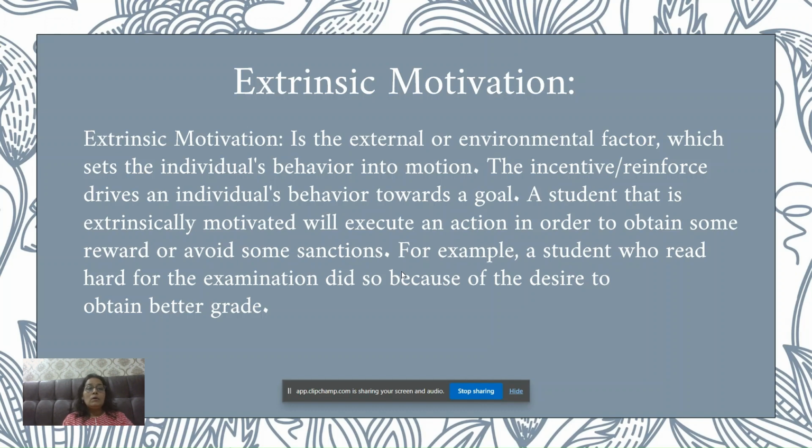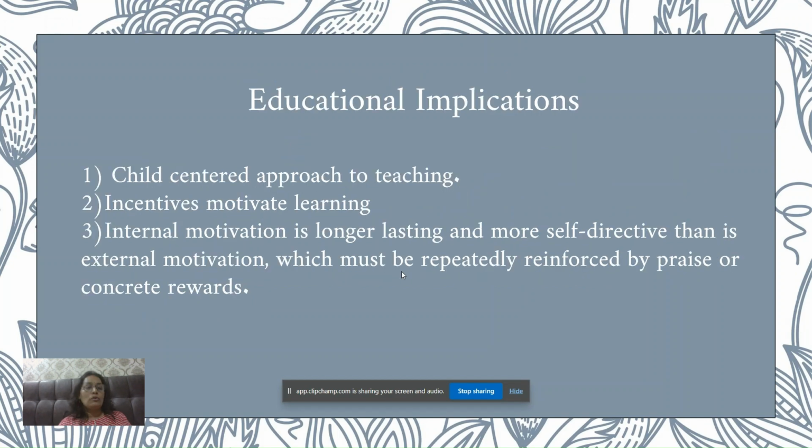Like, for example, a child might study because his father or mother or parent or any guardian or teacher would have told him that if you don't score well, you'll be punished. So, just to avoid that punishment, the child might be motivated to work. So, extrinsic motivation has positive as well as negative effects. Now, what are the educational implications of it?